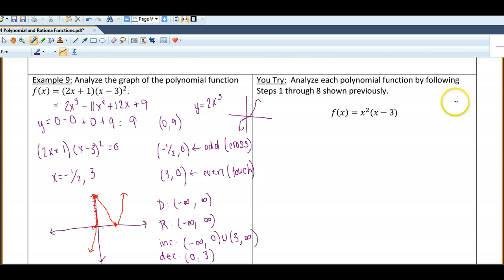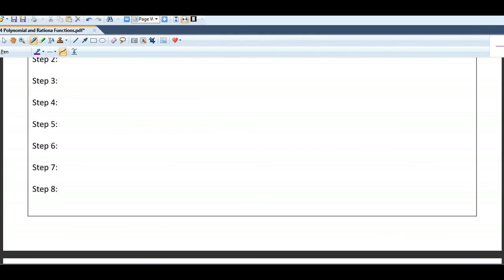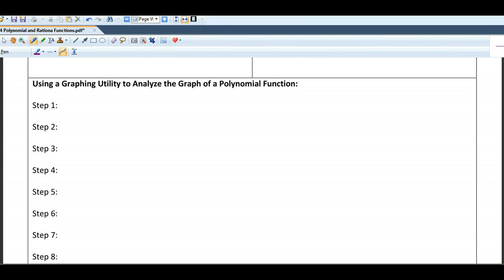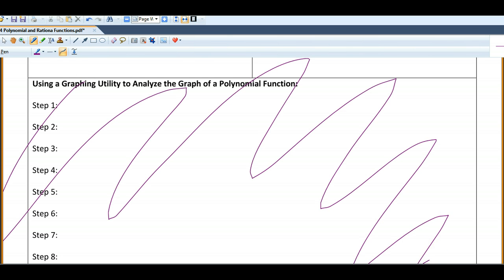So you can try this one, do steps 1 through 8. I gave you plenty of room. Using a graphing utility to graph a polynomial function. Actually, I'm going to skip the rest of these notes. I'd like you just to stick with the first 8 steps that we learned.